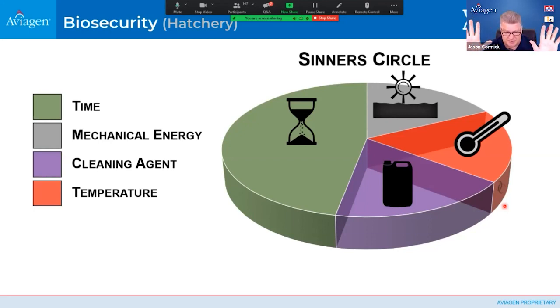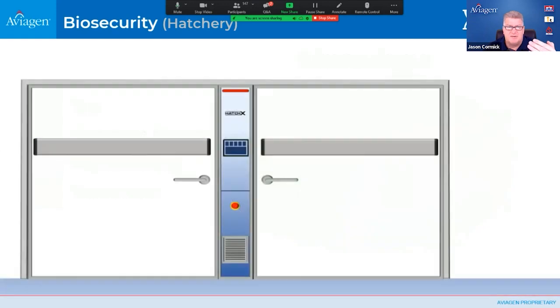And that's why we often use foam as a detergent, for example, because it can hold up there for much longer. So I'm just going to cover now how we're going to clean, and I'm going to use a hatcher as an example, but it would be pretty much the same whether it's a room or whatever it is. But there are certain things we need to adhere to.